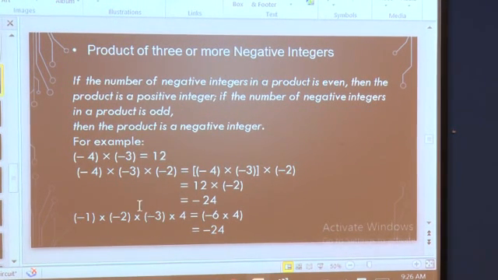Here we have to multiply. 2 ones are 2 and 2 multiplied by 3 is 6. Here it is an odd number of times, 1, 2 and 3. So it is -6 into 4. So 6 fours are 24. Here it is -6, so it is -24.